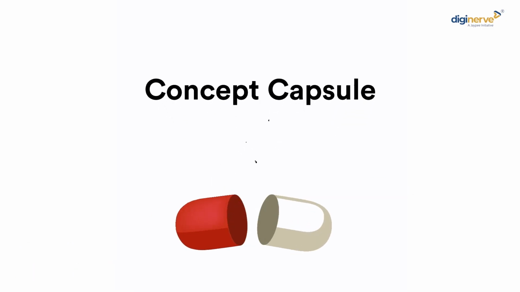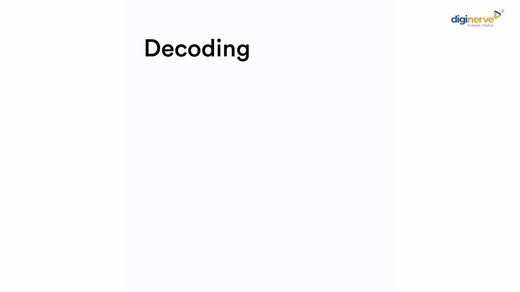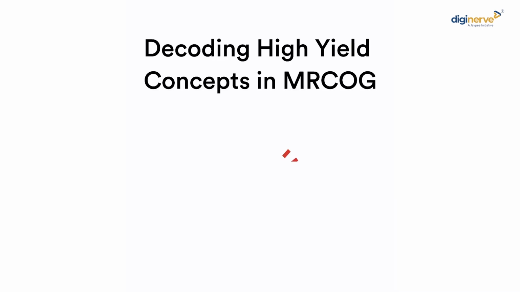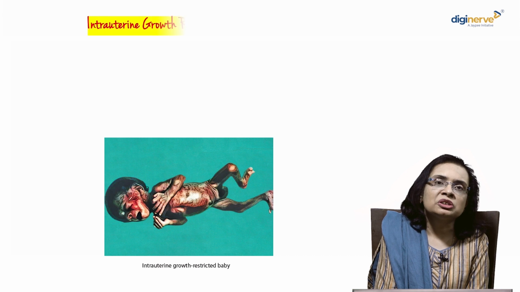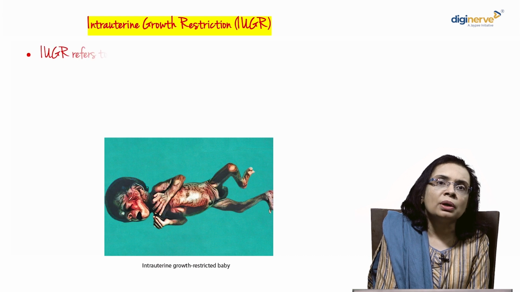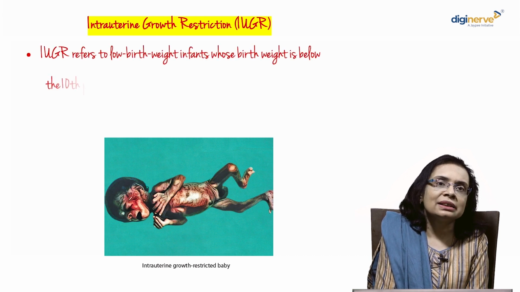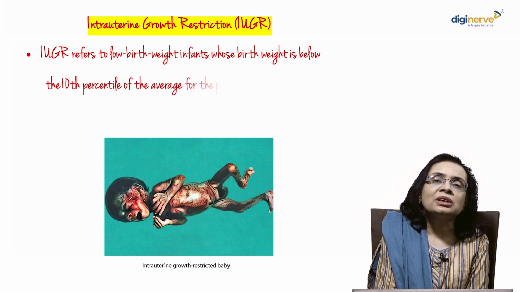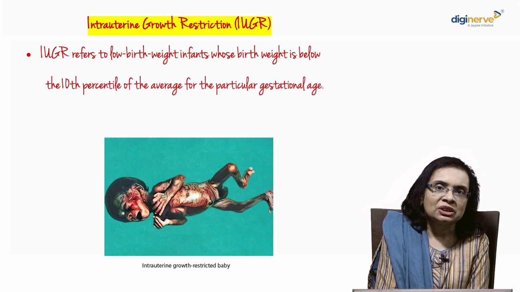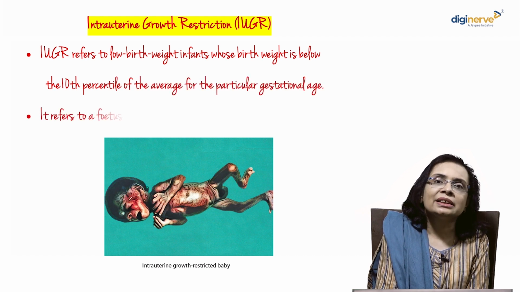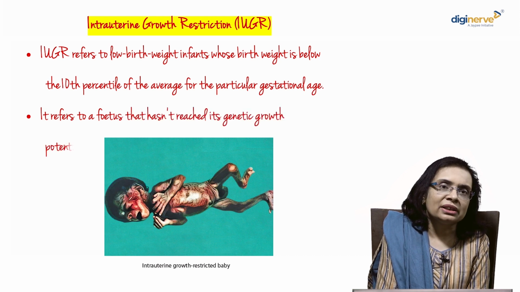The idea as always remains the same, decoding the high-yield MRCOG concepts in less than a minute. And today's topic, Intrauterine Growth Restriction or the IUGR. Now what is this? This basically refers to low birth weight infants whose birth weight is below the 10th percentile of the average for that particular gestational age. So this refers to a fetus that has not reached its genetic growth potential.